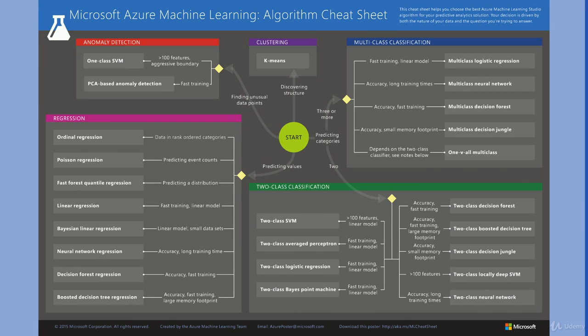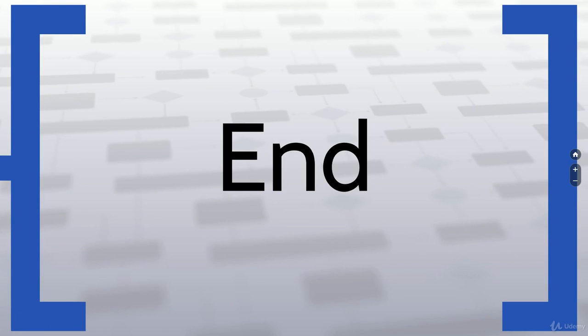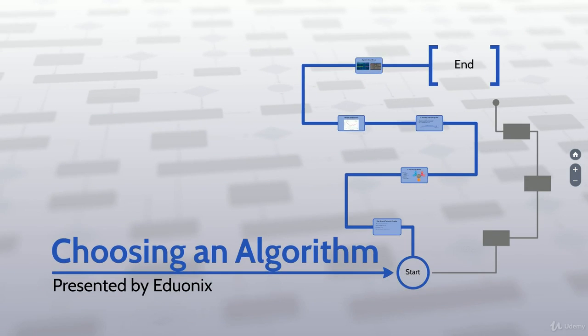You have the comparison of accuracy versus training time. So if you look down at the bottom right, you have high accuracy but long training times, and that's a 2-class neural network. On the other side, you have fast training but not as accurate, and those are going to be some of your linear models. So training time and accuracy, probably the thing that you want to consider the most, as well as the type of learning method that you are trying to accomplish. So that is a quick and dirty way of choosing an algorithm.